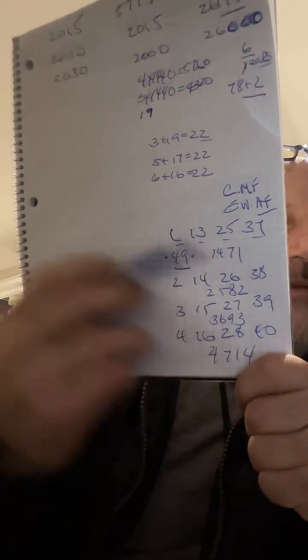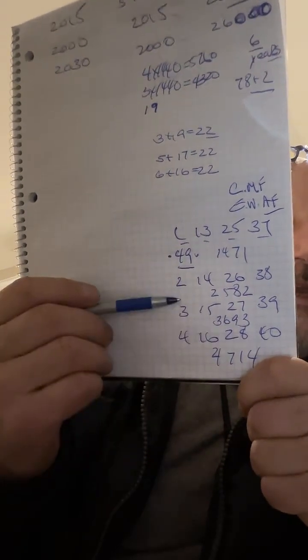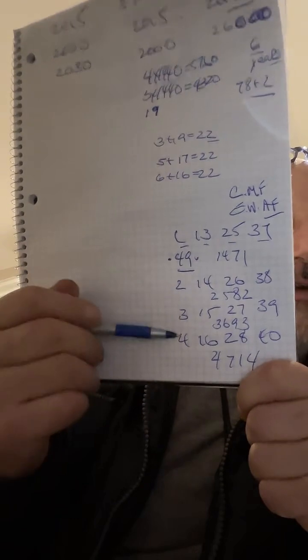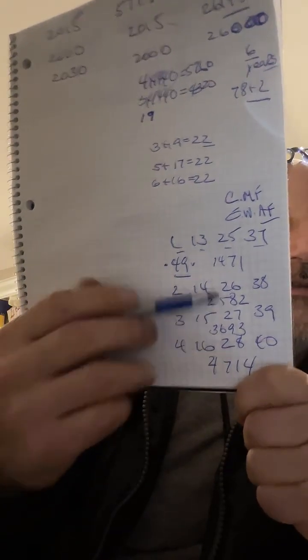1, 4, 7, 1. But we're not finished. Do you know why? 1, 4, 7, 1, 2, 5, 8, 2, 3, 6, 9, 3, 4, 7, 1, 4. You know what that means here? We started over when we came here. We flipped the coin over. We're now here. See that?